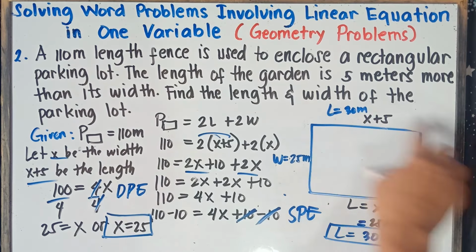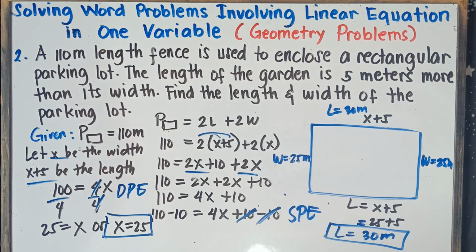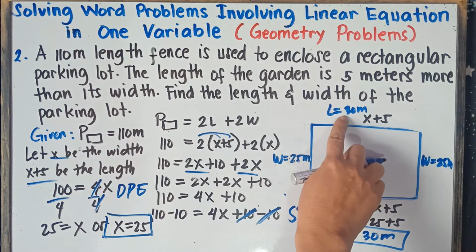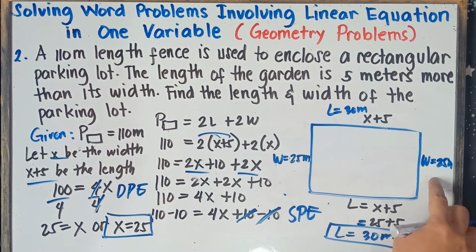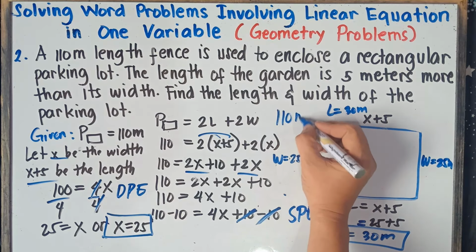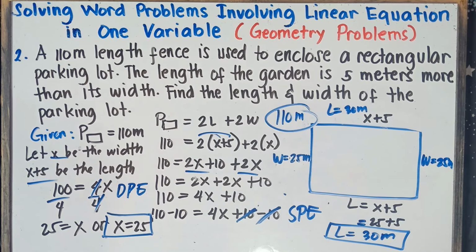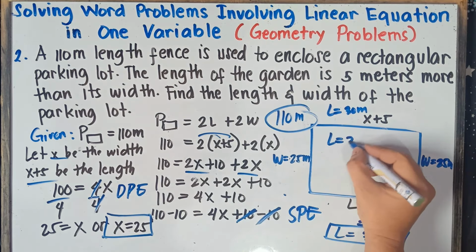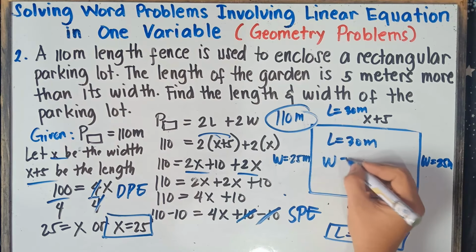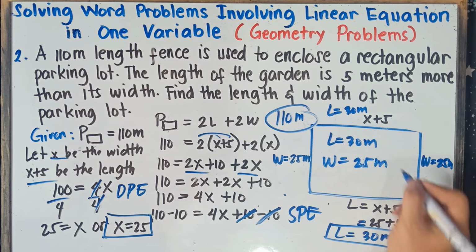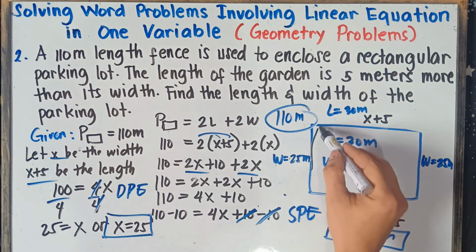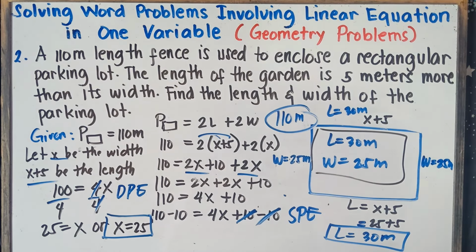Alright, if we add this up, can we get 110? Let's check. 30 plus 30, that would be 60. And then 25 plus 25, that would be 50. 60 plus 50, that would be 110. Yup. We can get 110. So therefore, the length is equal to 30 meters. And then the width is equal to 25 meters. That's it, class. All set. That's the answer, class, with regards to example number 2.